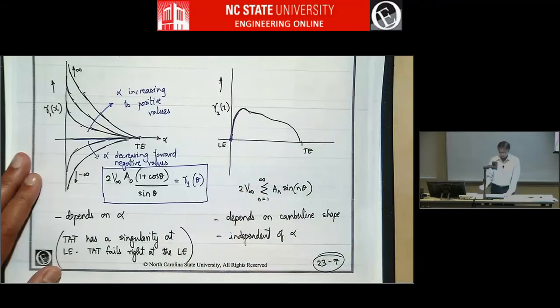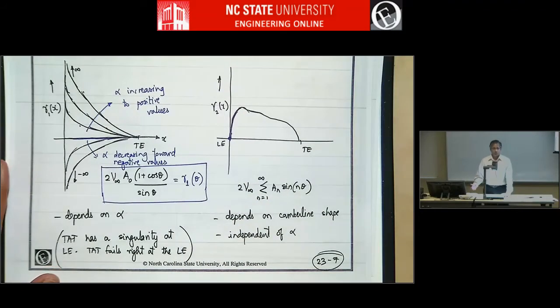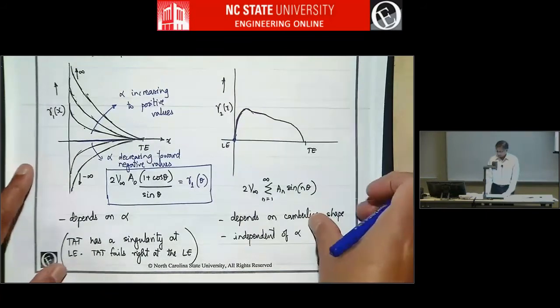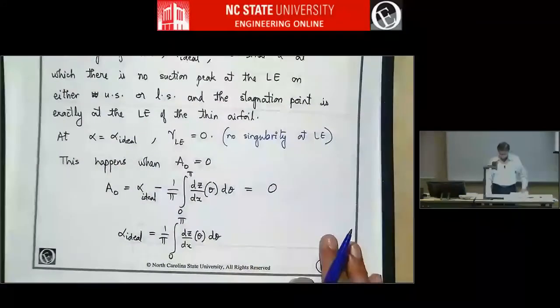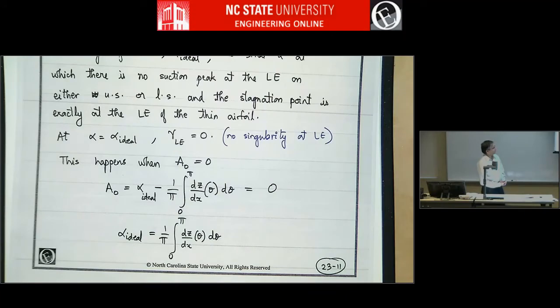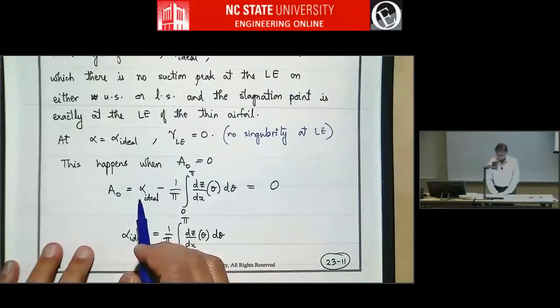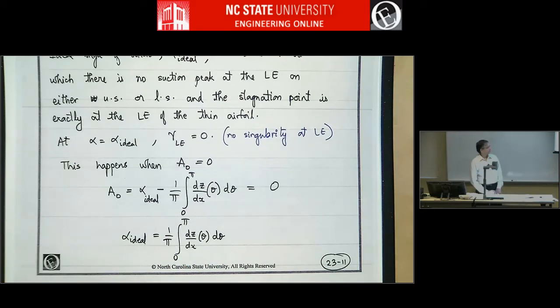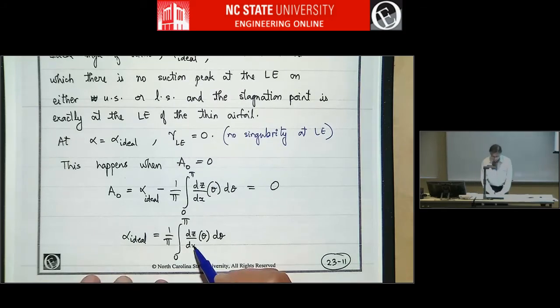Here we are writing it in terms of theta, which is just a transformed coordinate for x. So if gamma 1 is 0, the only way to make that 0 is to set A0 as 0. So this happens when A0 is 0. A0 is written as, look back at thin airfoil theory, this is A0, and we'll just call that angle of attack alpha ideal. So if you set that equal to 0, alpha ideal is this integral, which, given a camber line, we can get.